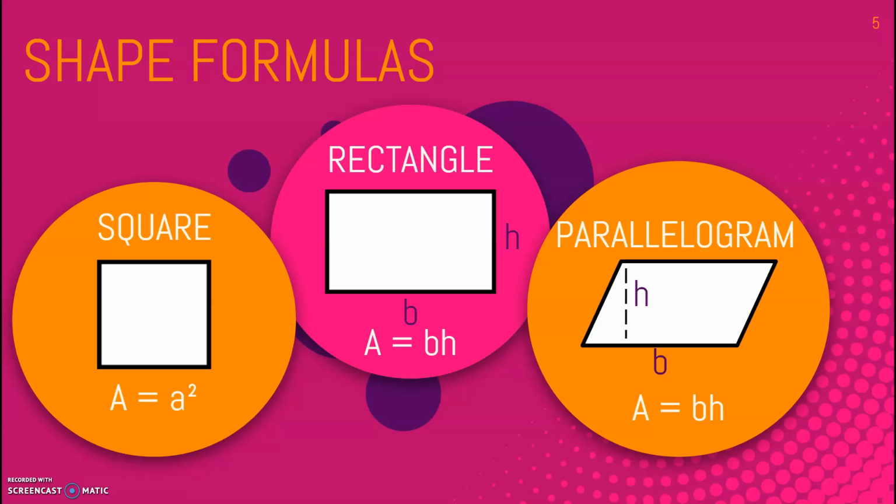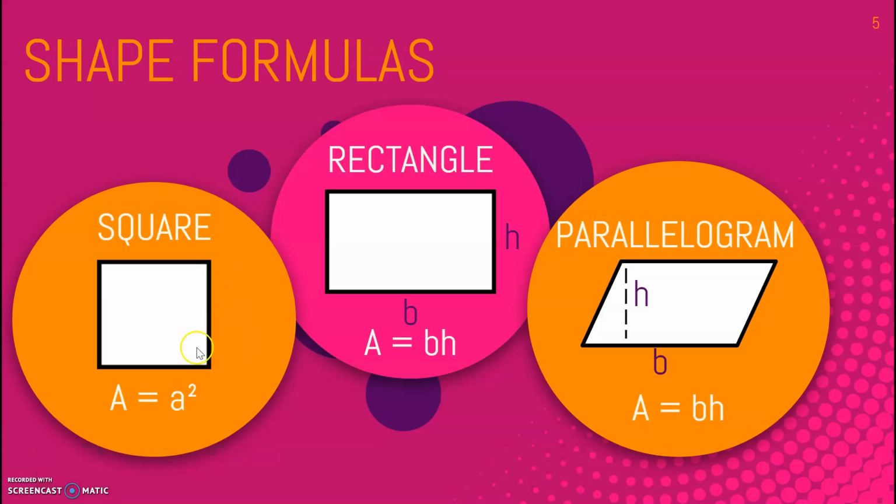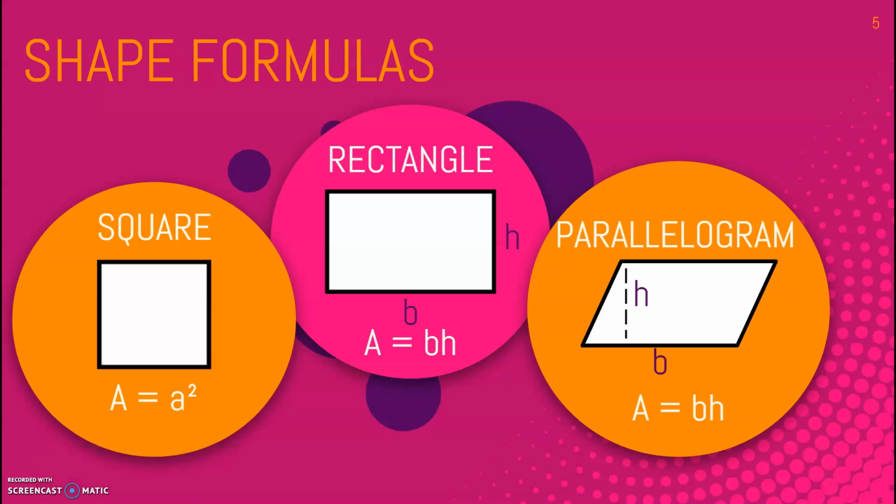Now let's refresh on our shape formulas. So remember, square is A equals A squared. So if this side is labeled A and this side is labeled A, they're both going to be the same length because it's a square. The rectangle, we're going to multiply base times height. Remember, your base is at the bottom. It's our foundation. It's the bottom of the shape times the height.